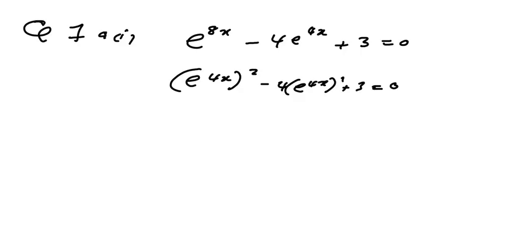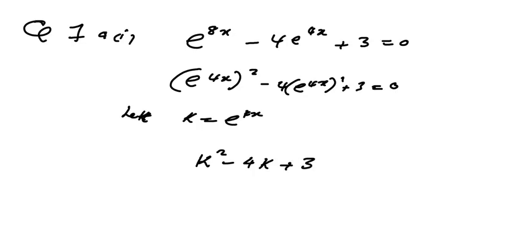So we can let any letter represent e to the power 4x. Let k be equal to e to the power 4x, meaning k squared minus 4k plus 3 is equal to 0. The whole idea here is for us to have something that will change into a quadratic. That's the reason why we are making e to the power 4x the thing that we're going to replace.